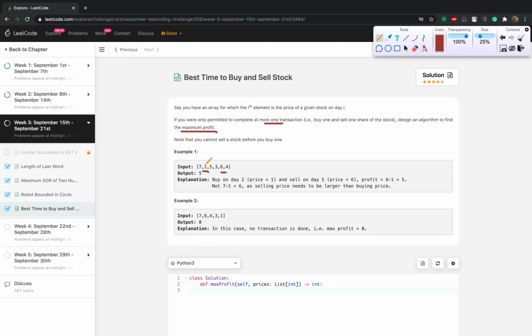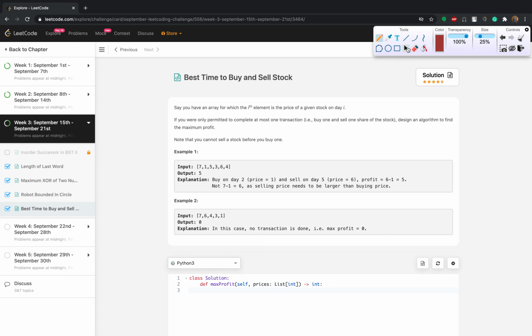According to this problem, we need to compare first if the next price, that is i plus 1, considering i is 0, i plus 1 which is 1, is greater than i, then we'll have a profit. In this condition, what we need to do is get the minimum buy price and maximum profit. That is the way to do this. So let me try this.